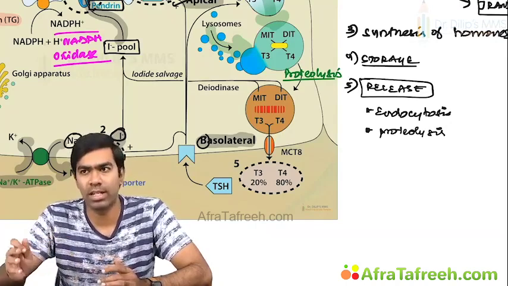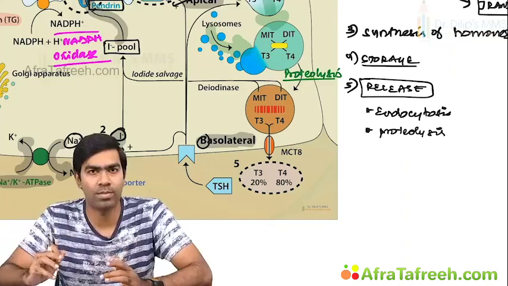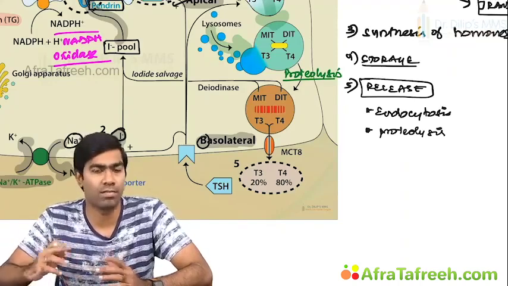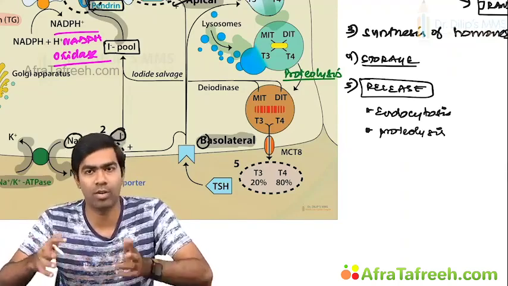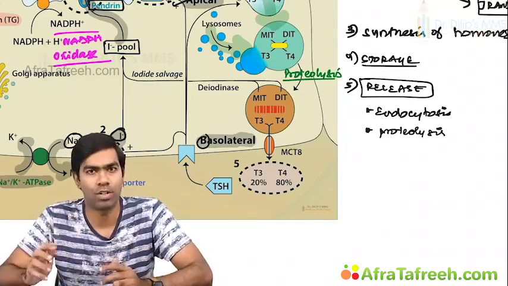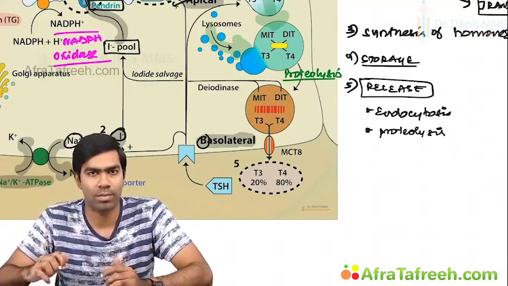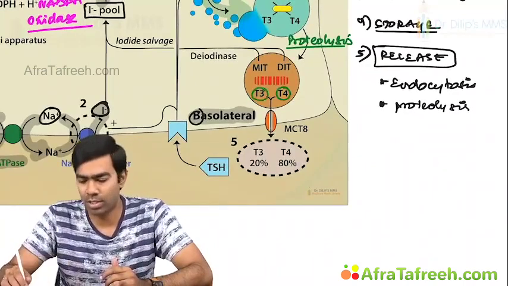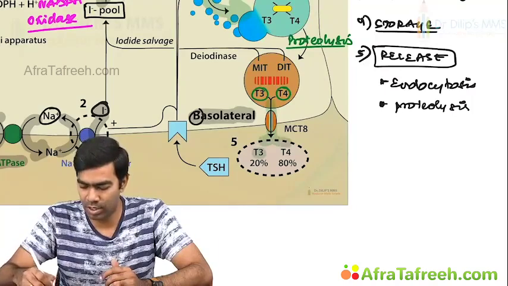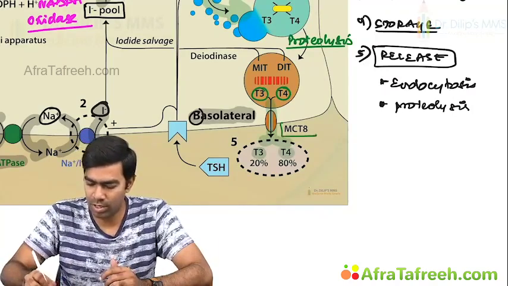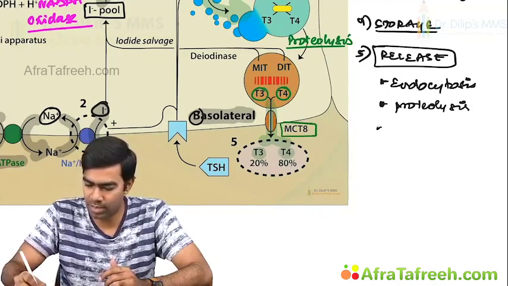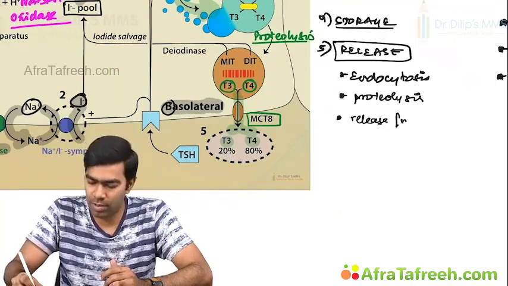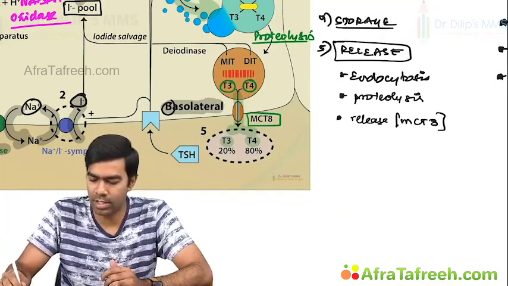For example, the T3 and T4 will be freed from the thyroglobulin during this process, and next your MIT and DIT will be freed, whatever MIT and DIT is attached to thyroglobulin, and thyroglobulin itself will be broken down into small amino acid and other protein fragment pieces. So the T3 and T4 that is freed through this step is now released into the circulation through a transporter called MCT8. So this is the final step, that is the release of thyroid hormones, T3 and T4, done by a transporter called MCT8.